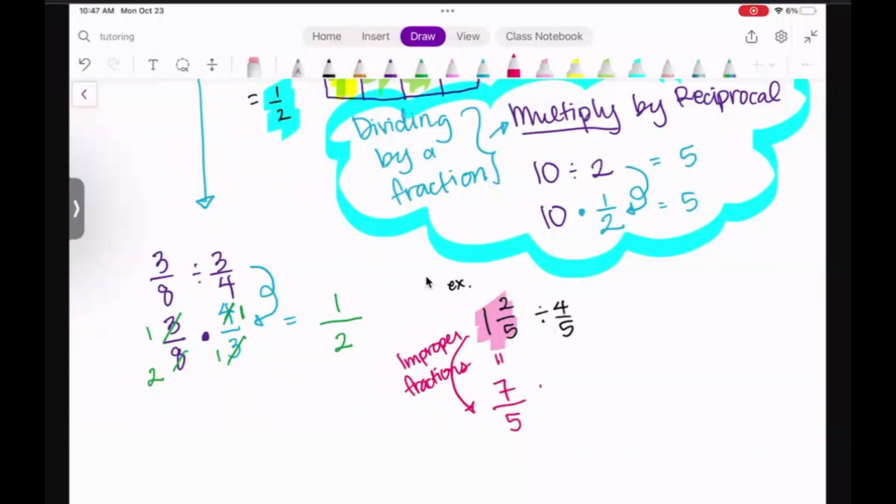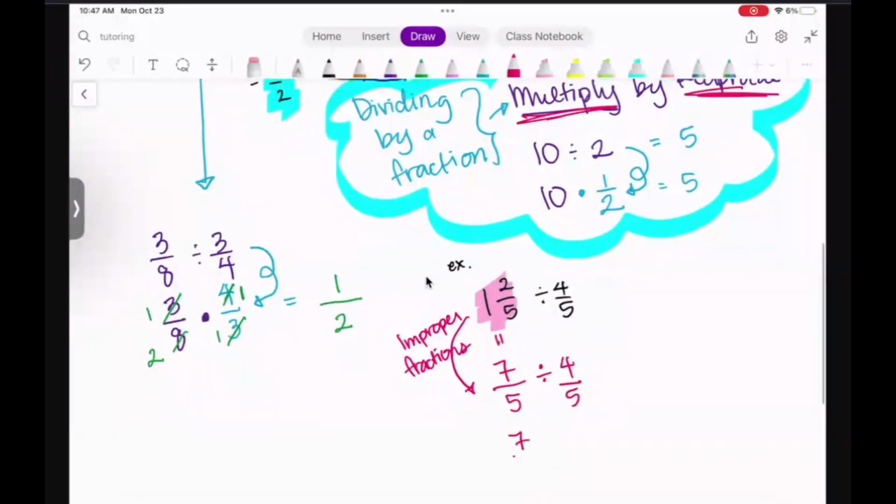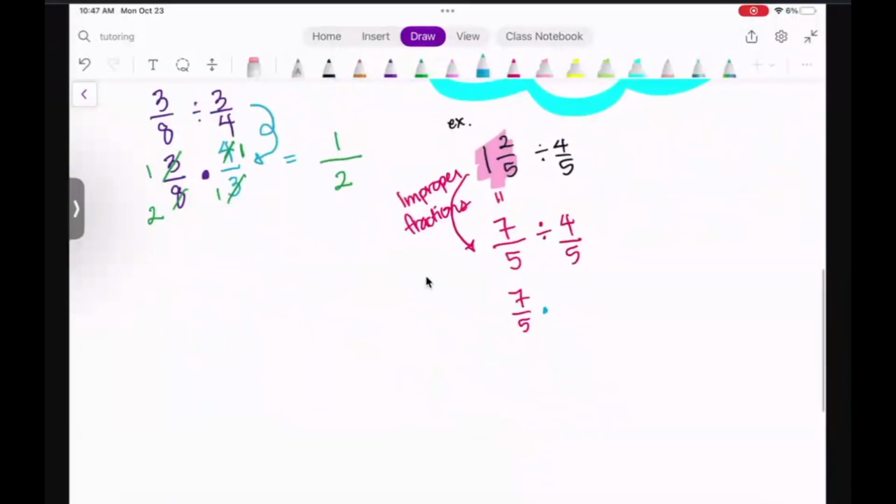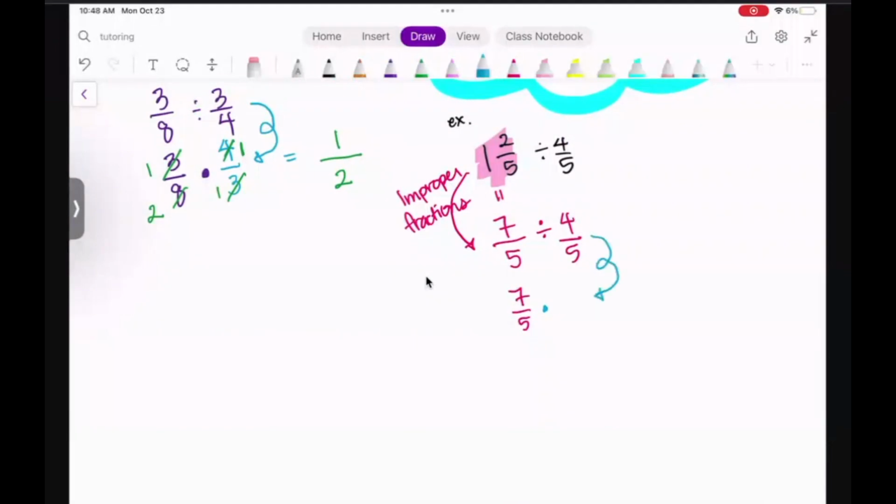Now that I have that, I can do the thing where I multiply by the reciprocal. So I'm going to keep 7/5, and then I'm going to change divided to times, and then I'm going to make this guy a handstand. So it's 5/4. And then you could just simplify if you want, like 5 divided by 5 is 1. And 7 and 4 don't simplify, so I'm just going to multiply. So my answer is 7/4, which is equal to 1 and 3/4.